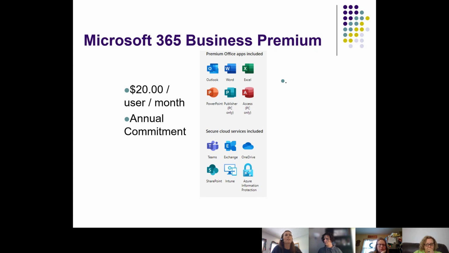Then the next level up is the Business Premium. That is $20 per month per user, and this is best for businesses that require secure remote work solutions with everything included in Business Standard. Plus, they also have the advanced cyber threat protection and device management.